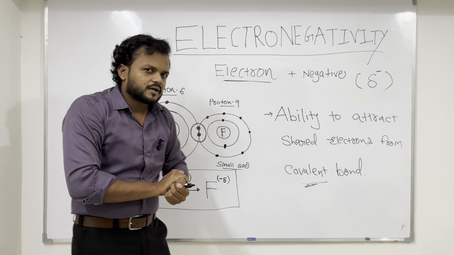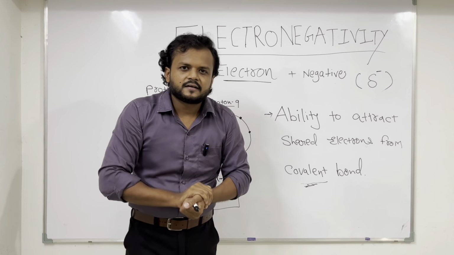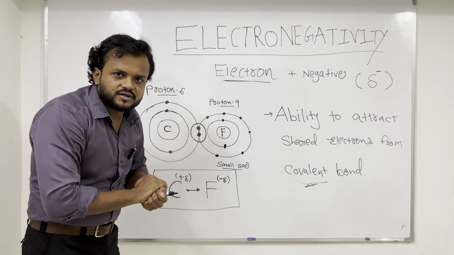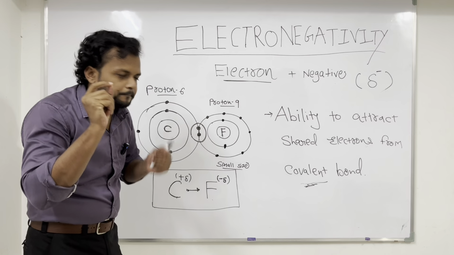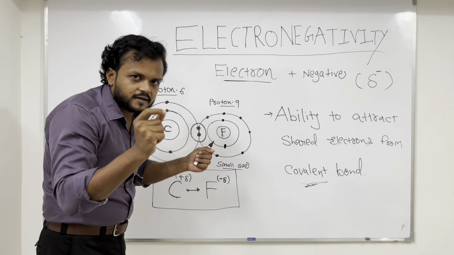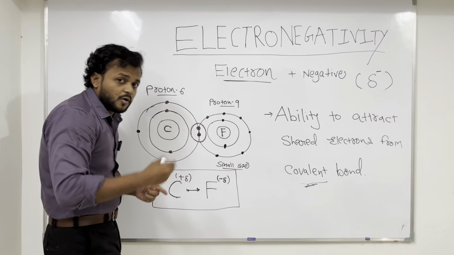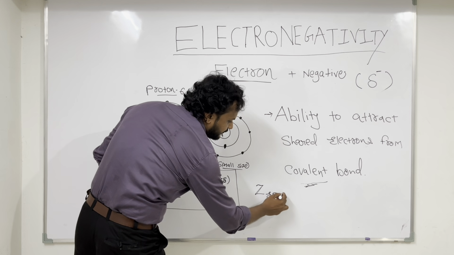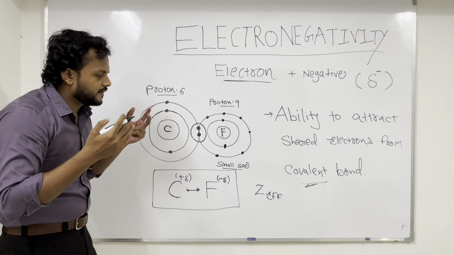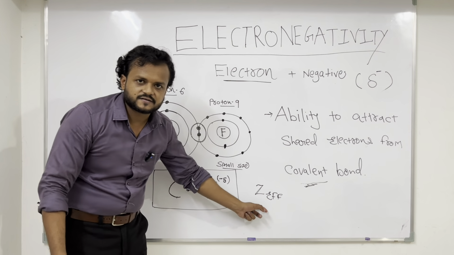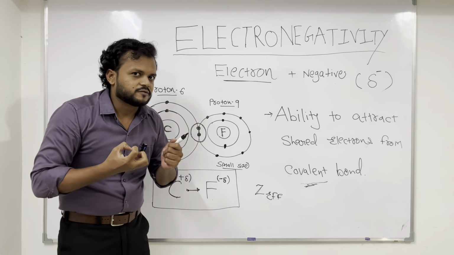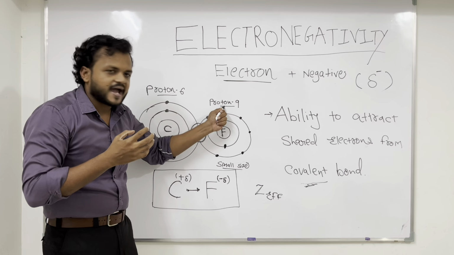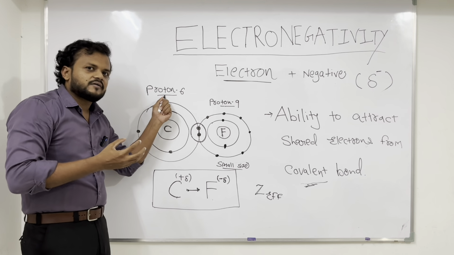To understand electronegativity, there are two main concepts, and the first one is net positive charge. Yes, a net effective positive charge, which is Zeff. The net effective positive charge is related to the number of protons. You can see that fluorine has 9 protons, on the other hand carbon has 6 protons.